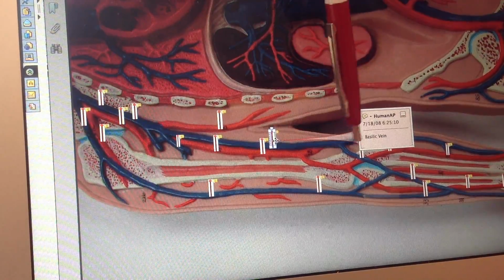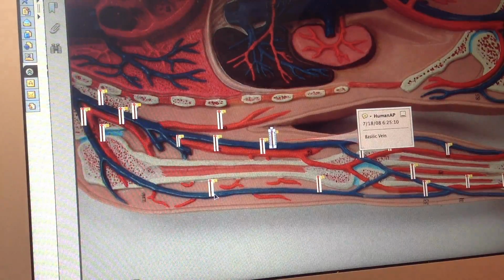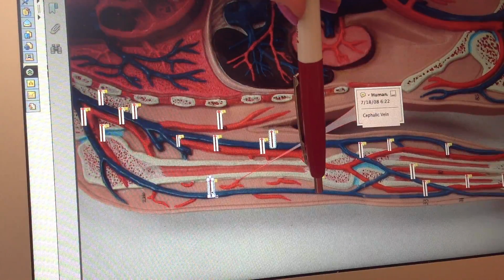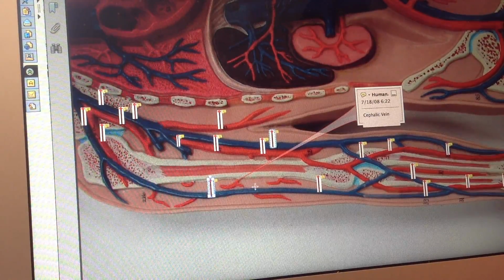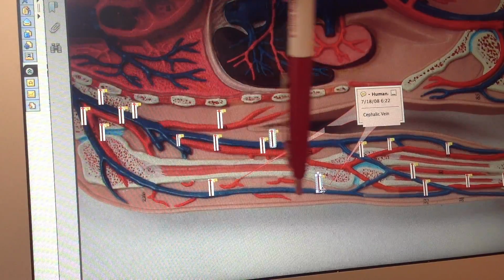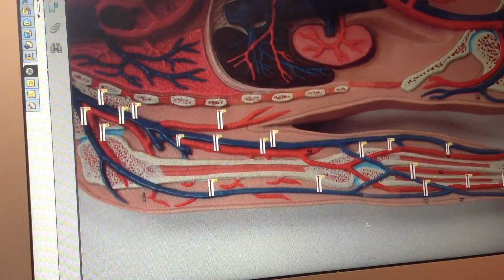Basilic vein. On the outer portion right here, we have the cephalic vein that runs right down here. And it continues to run right down here. So that's the only vein that runs on the outer portion right there.